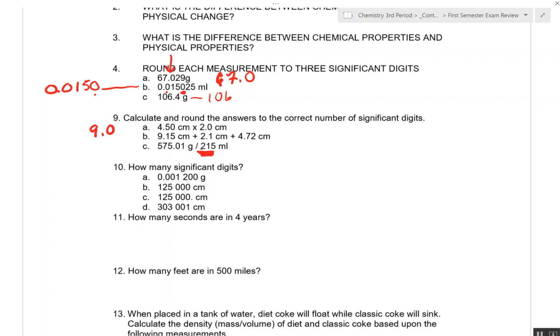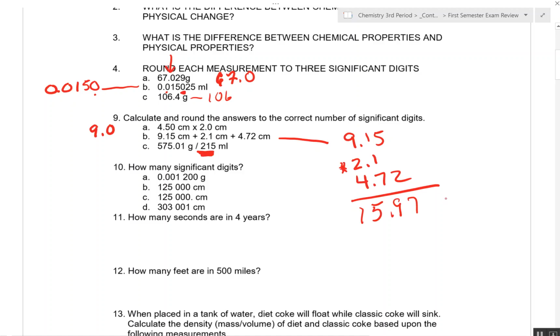And then on adding and subtracting, you got 9.15, you got 2.1, and you got 4.72. And you only can be as accurate as your least accurate. So you only got 2 sig figs here, and that's all your answer can be to. So you got 7, 9, and what do we got here? 15. And so this would round off to 16 right there.